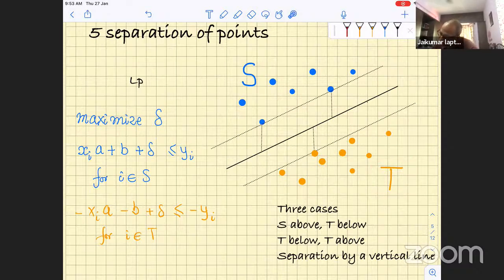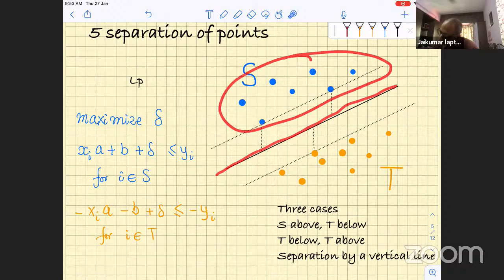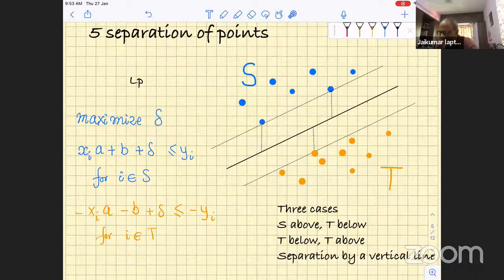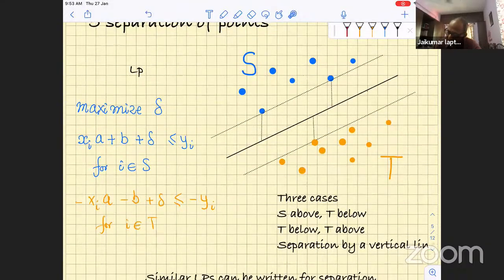And we are trying to separate the blue points from the orange points. We will first try to find a line so that all the blue points are above the line and all the orange points are below the line. And by now, you know what to do. You just write down, you say that, what did I do?